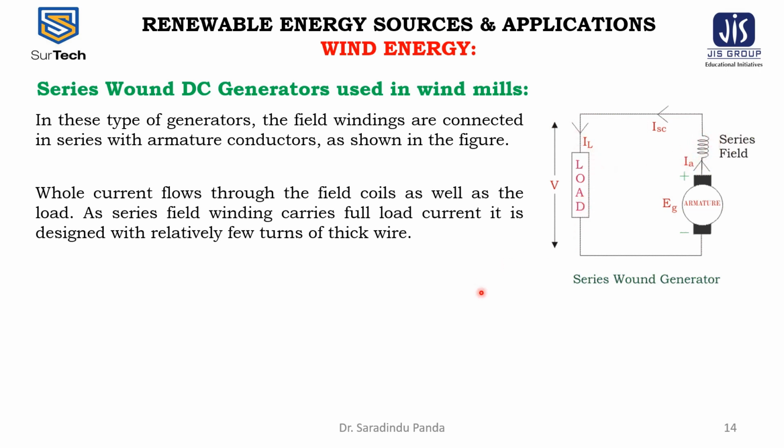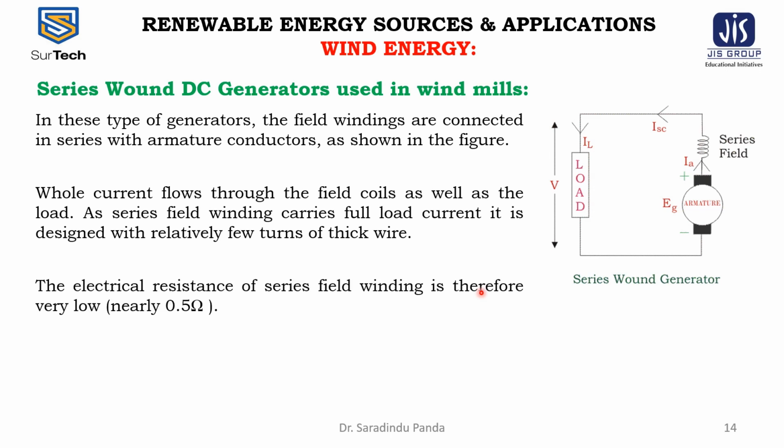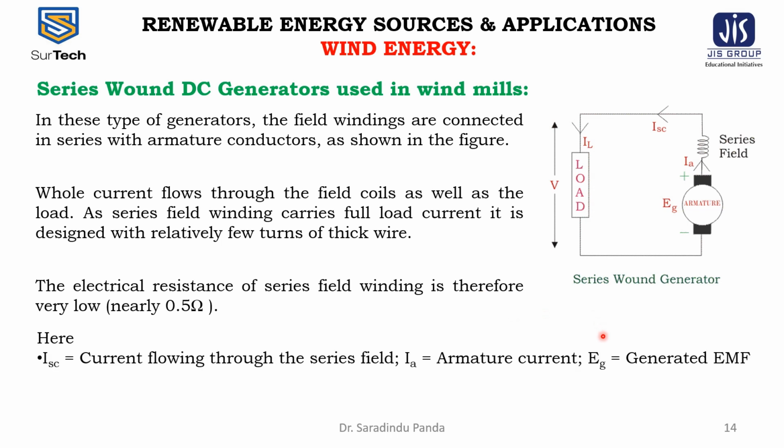A series field winding carries the full load current. It is designed with relatively few turns of thick wire. The electrical resistance of the series field winding is therefore very low, nearly 0.5 ohm. Here ISC is the current flowing through the series field, IA is the armature current and EG is the generated EMF.